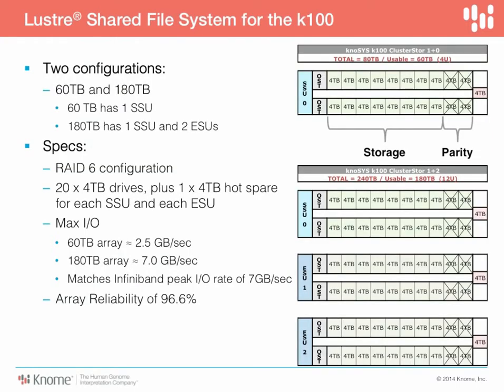So, it's a little bit of a busy slide, but let me start here with the configurations. There are 2 configurations that we ship for the K100. One is with 60 terabytes of onboard storage, and one is with 180. Now, there's lots of jargon here. An SSU is a scalable storage unit, and a picture of the 60 terabyte unit is here on the upper right. This is a system that has 80 terabytes raw and 60 terabytes usable for the actual shared file system.